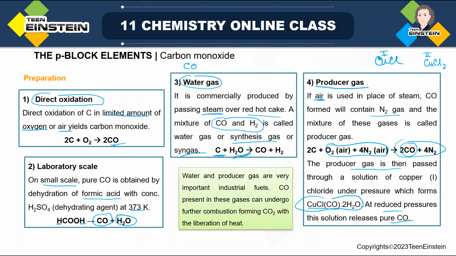Now these two gases are actually very important industrial fuels. So you can consider it as an application of CO also, because in these two gas mixtures there is presence of CO, and this CO can undergo further combustion and produce CO2 because it is a lower oxide of carbon. The higher oxide CO2 can be produced if you are treating it with further oxygen. So further combustion is possible, it will form CO2 and there is liberation of heat. So this heat we can utilize for different purposes. That is why these two gases are industrial fuels, because they contain CO and CO can be converted to CO2. This is the reason.